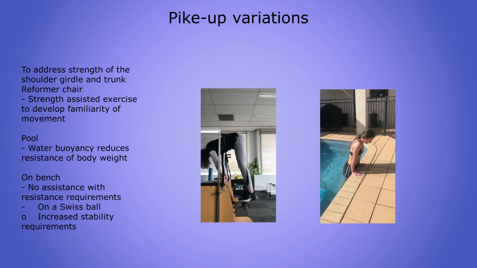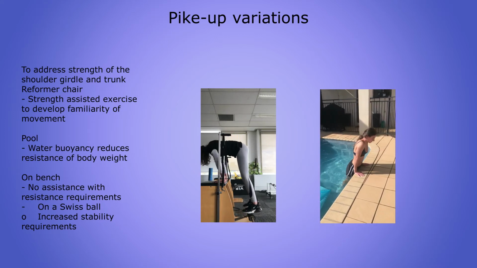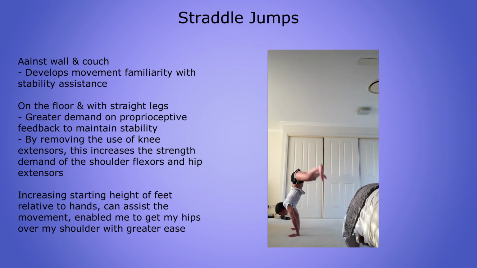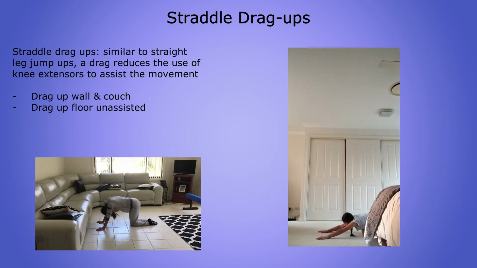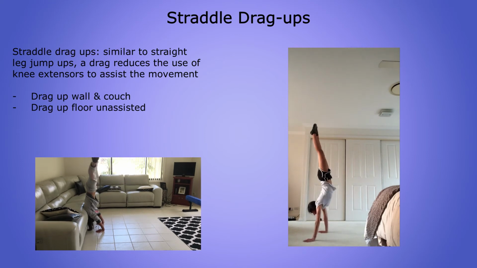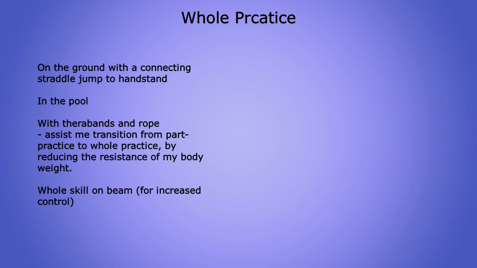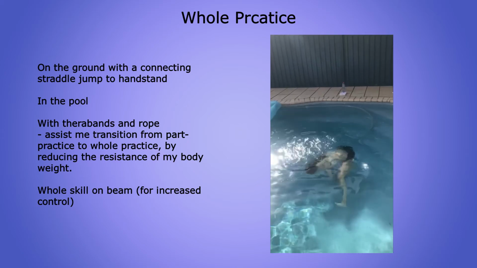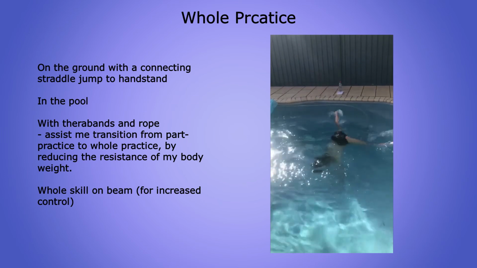On the reformer chair, in the pool, on a bench, and on the Swiss ball. Straddle jump to handstand, against the wall and couch, on the floor and with straight legs, and on the beam, as well as straddle drag ups against the wall and couch, and on the floor unassisted. Hold practice on the ground with a connecting straddle jump, in the pool, with TheraBands and my dad pulling my hips attached to a rope, and on a beam.